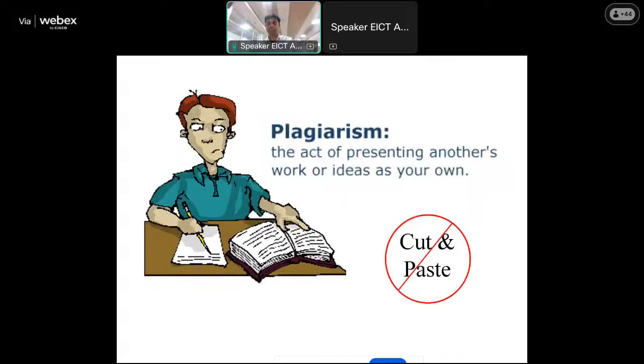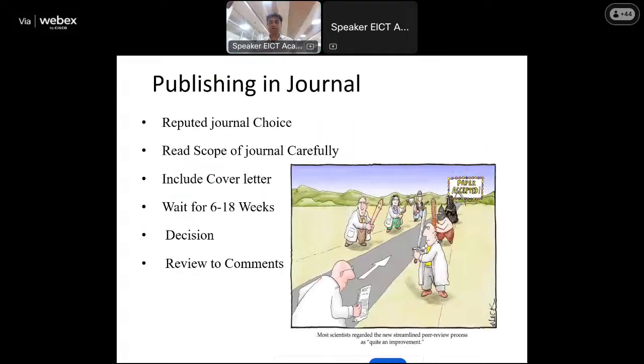Okay, so don't do a cut and paste, unless it is some famous quote. If it is a famous quote, then definitely you can go for a cut and paste. But with that, you need to refer to them. Okay, so that is important.